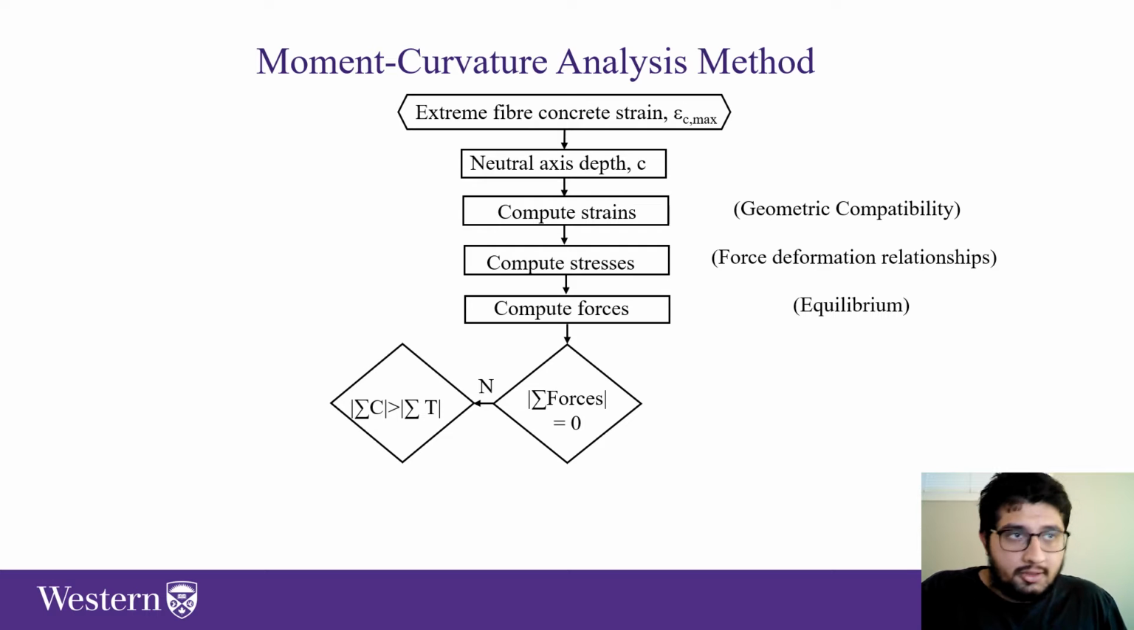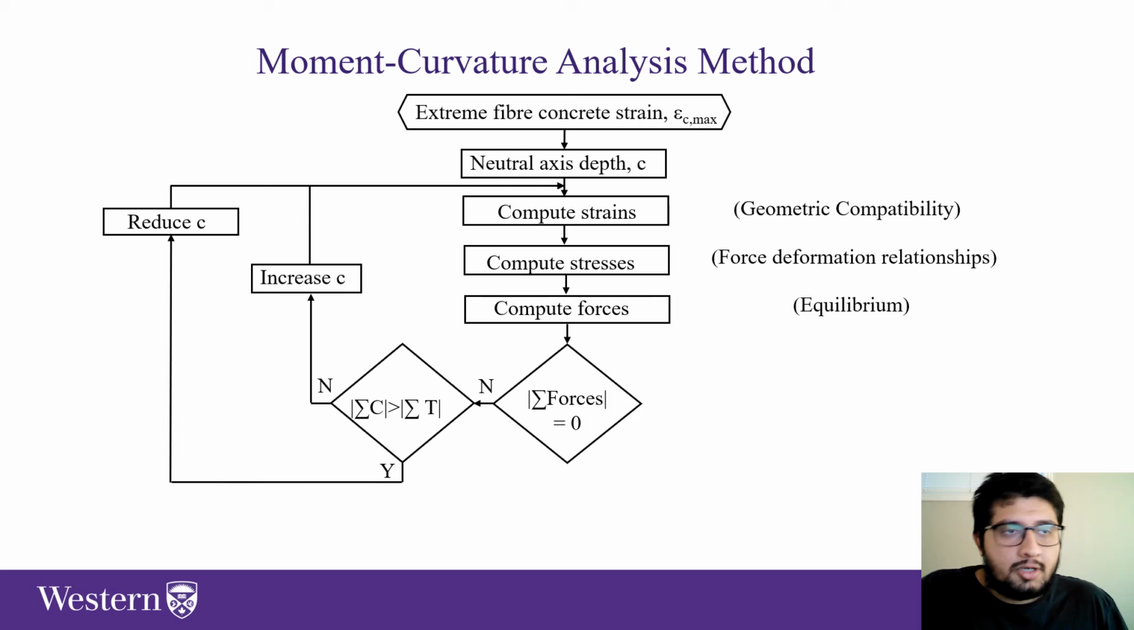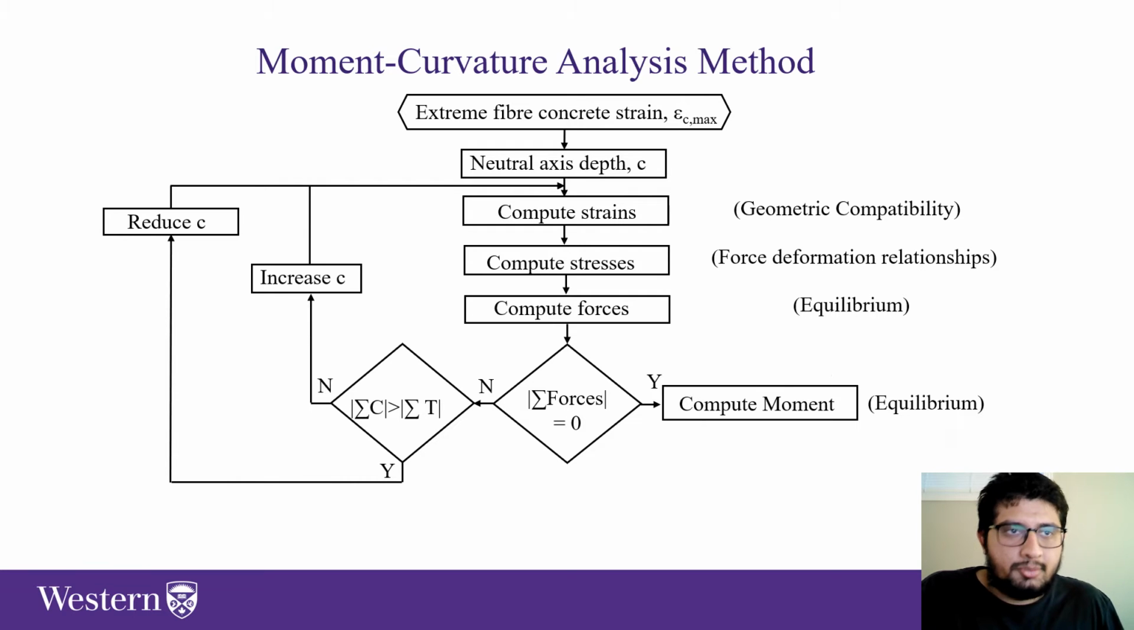If the forces are not in equilibrium and the concrete compressive force is smaller than the steel tensile force, then we have to increase the neutral axis depth. But if the concrete compressive force is greater than the steel tensile force, then we reduce the neutral axis depth, and we keep doing this until our forces sum to 0.